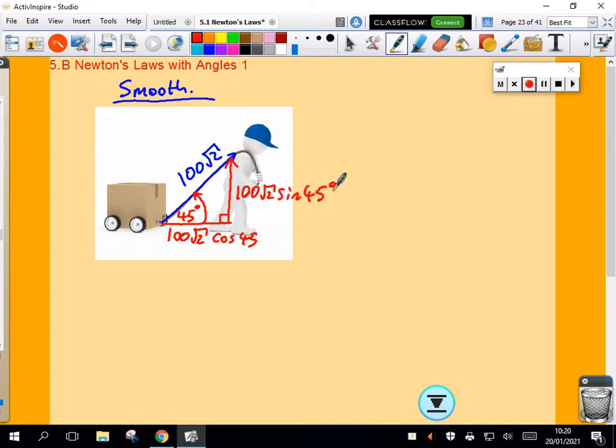But if I know my special triangles, which I'm hoping you do, we should know that the legs of a 45, 45, 90 are always the hypotenuse divided by root 2. So that's going to be 100. That's going to be 100.